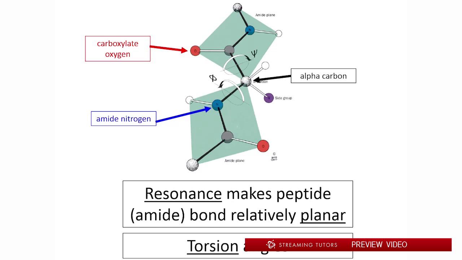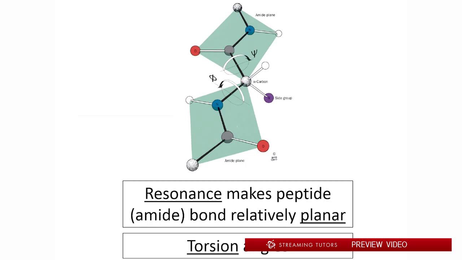Notice that these green card-like entities illustrate the planar character of the amide linkage. So in fact, for each amino acid in a polypeptide chain, there are only two bonds around which rotation is possible in the course of formation of secondary structure. One is the bond between the alpha carbon and its amino group. That's the phi bond that you can see here.